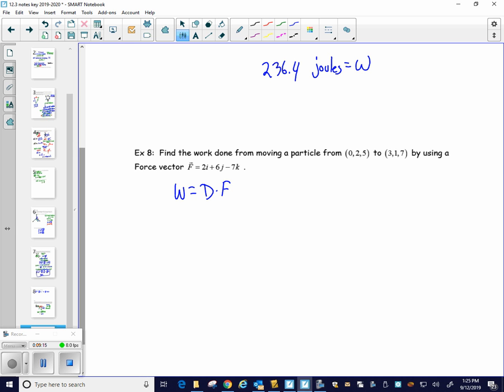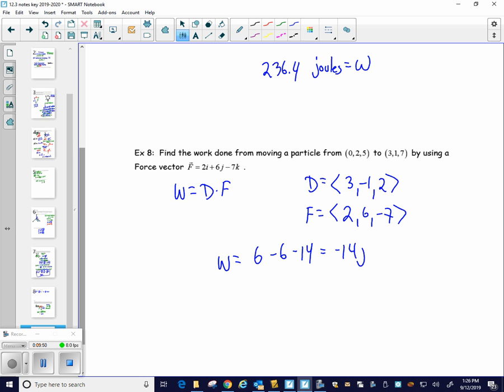The distance I can figure out in vector form by simply creating a vector from (0, 2, 5) to (3, 1, 7). So the distance vector is <3, -1, 2>. And I'm going to dot that with the force vector <2, 6, -7>. So my work done is the dot product, which is 6 minus 6 minus 14. So we get negative 14 joules. And that's it. Just under 10 minutes, like I said, we are good.